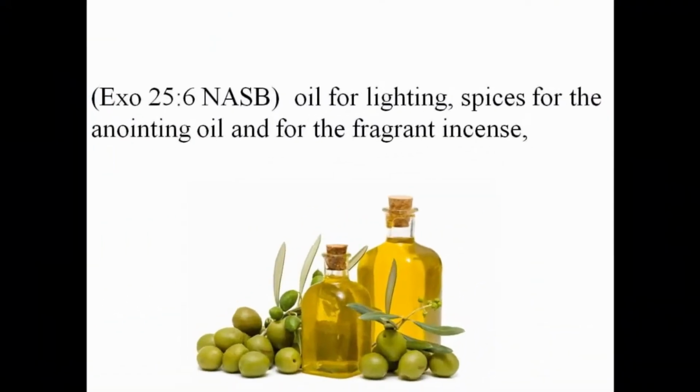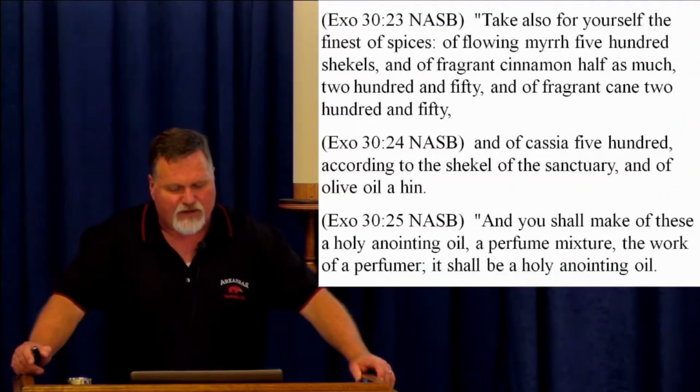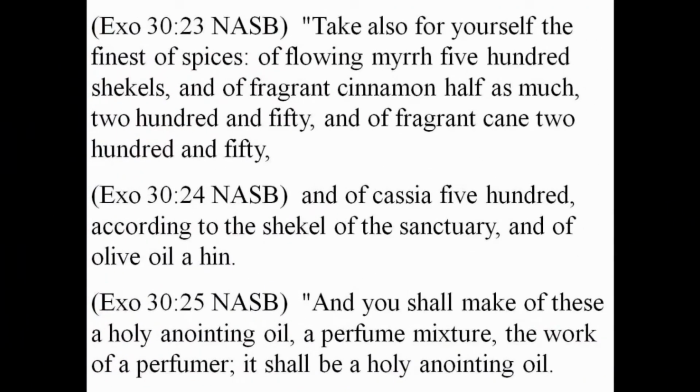And verse 6, oil for lighting, spices for the anointing oil, and for the fragrant incense. The oil used was a type of olive oil. And the ingredients of the spices are given in Exodus 30, verses 23 through 25. We read, take for yourself the finest of spices, of flowing myrrh, 500 shekels, and a fragrant cinnamon, half as much, 250, and a fragrant cane, 250, and of cassia, 500, according to the shekel of the sanctuary, and of olive oil, a hin. And you shall make of these a holy anointing oil, a perfume mixture, the work of a perfumer. It shall be a holy anointing oil.